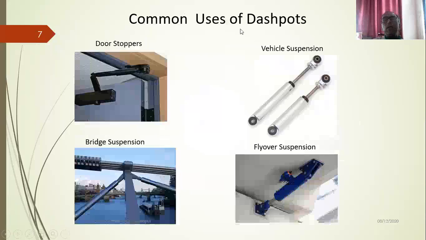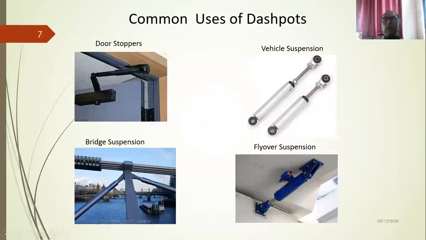So common uses, these are the traditional dashpots or dampers. Door stoppers, we have seen, have a piston and a cylinder, or you might have a rotary hydraulic cylinder which damps down the motion of the door. So that the door does not slam, isn't it? So we use door stoppers.